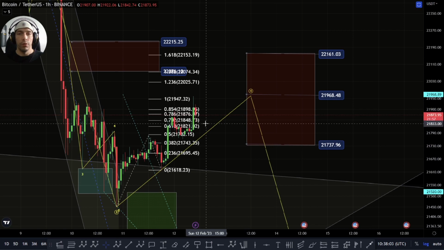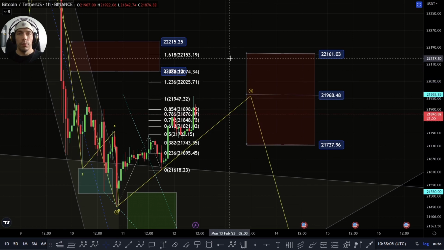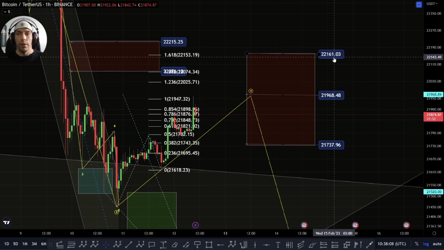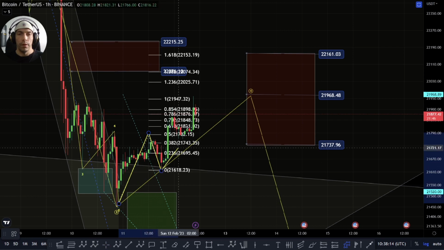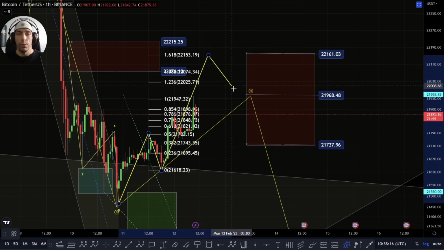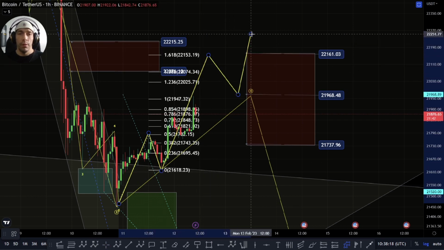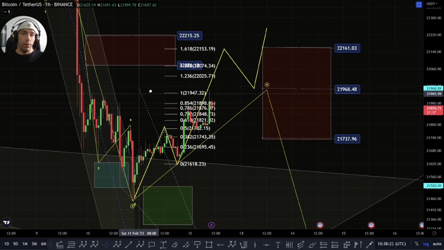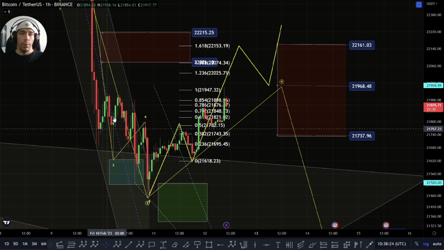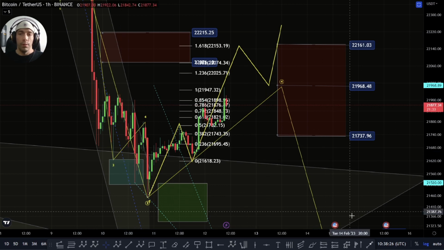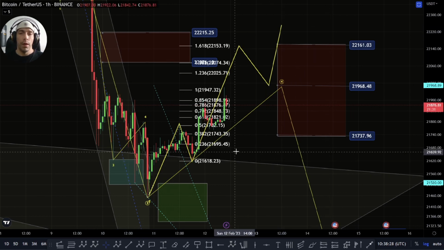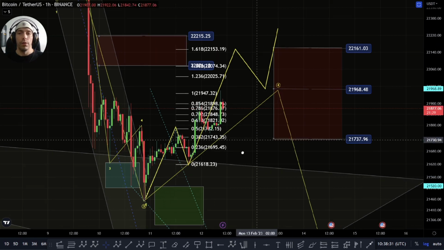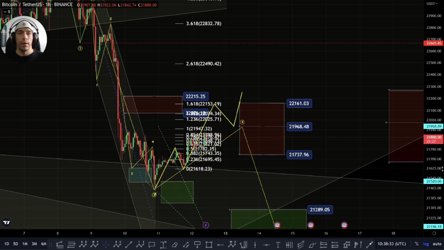If we do look to push higher, we could look to push up towards this 22,161 at a 1.618. But if we do move up this high, what we'd have to be careful of is that we don't get an additional fourth wave here and a fifth wave. If we had to form something like this, the only way it would work is if we look at this from further back as a flat correction, and then we could still be looking for that fifth wave. Alternatively, we could start to progress to the upside here and look to invalidate these moves.